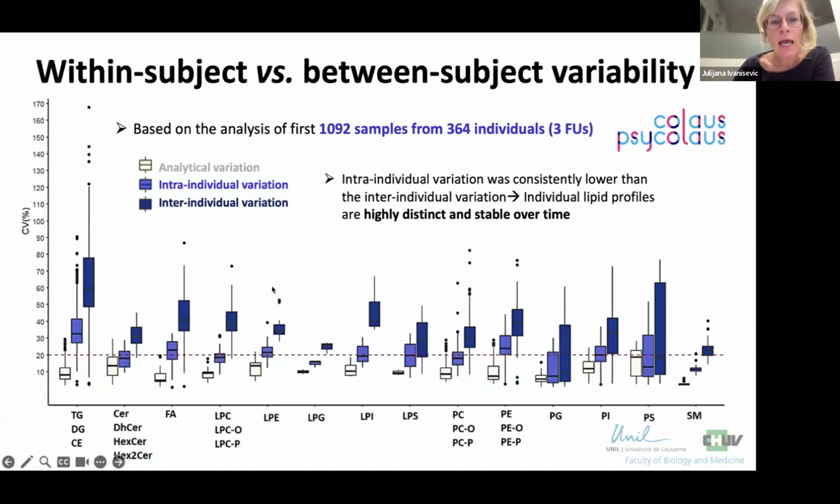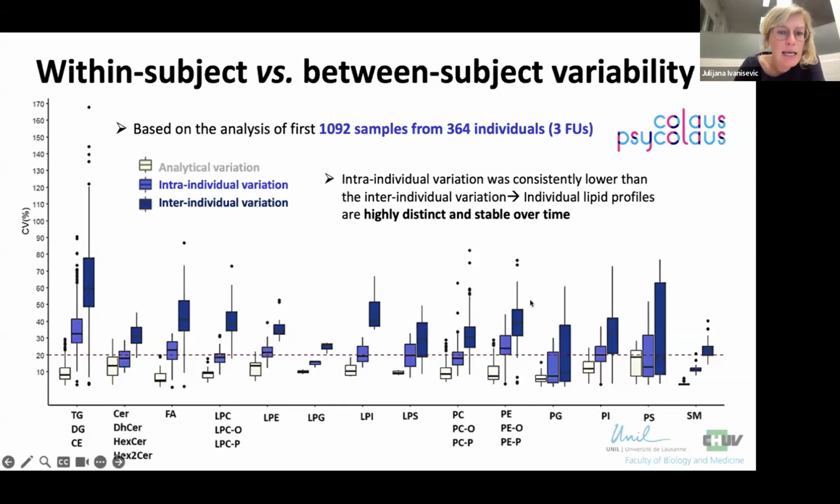And finally, we went a step ahead and, beyond this analytical variability, also evaluated the biological variability. Specifically, the intra-individual variability here in the light blue and the inter-individual variability in the dark blue. And globally, as you can see, the biological variability was always 2 to 3 times higher, depending on the lipid class and species, compared to the analytical variability. And further on, the intra-individual variability was also consistently lower than the inter-individual variation. And this implies that the individual lipid profiles are indeed highly distinct and stable over time.